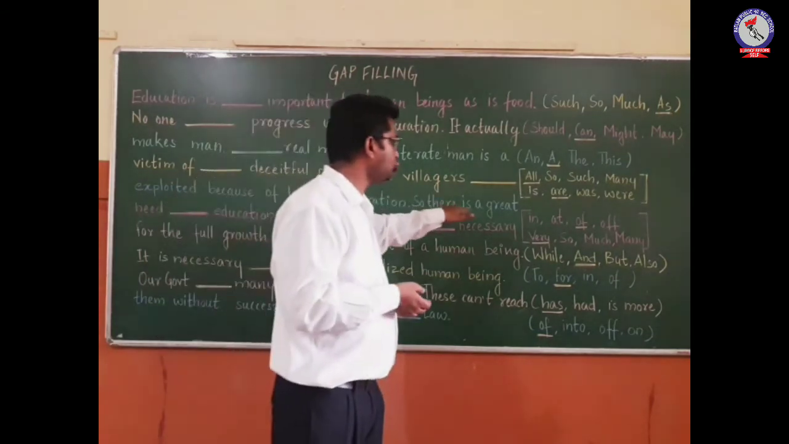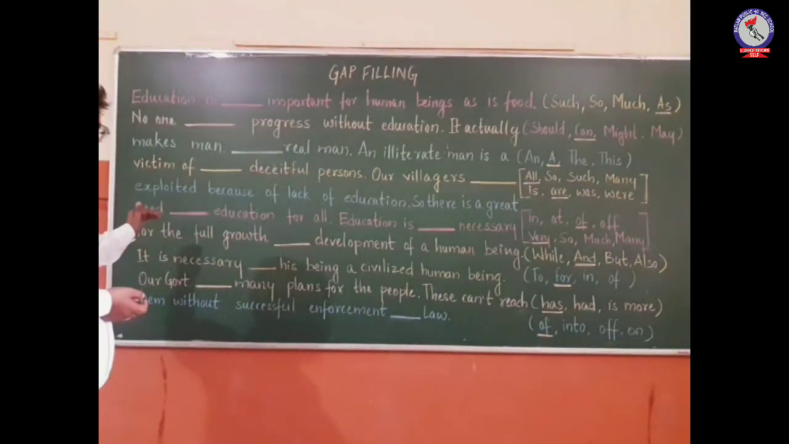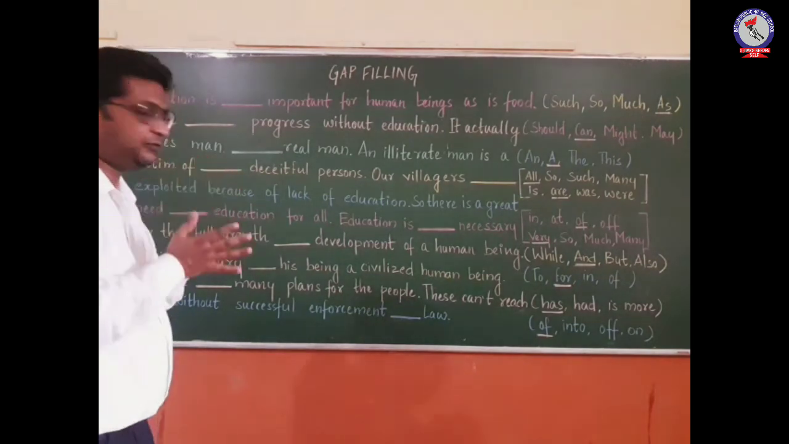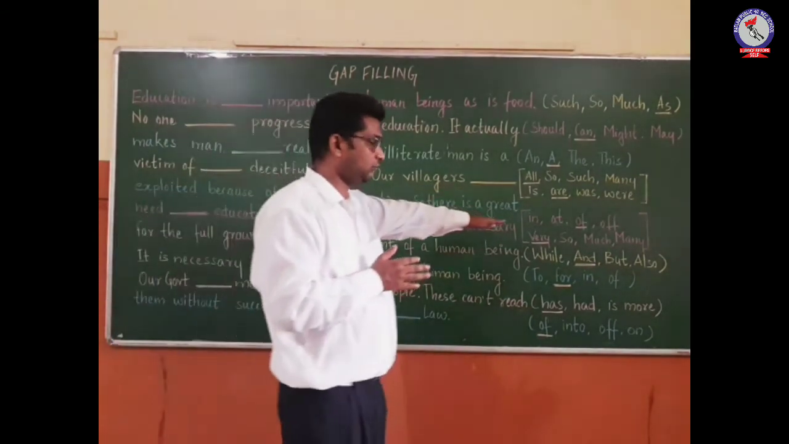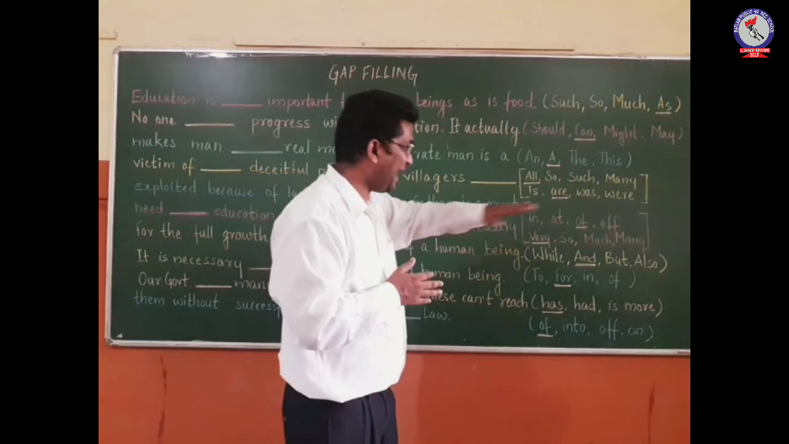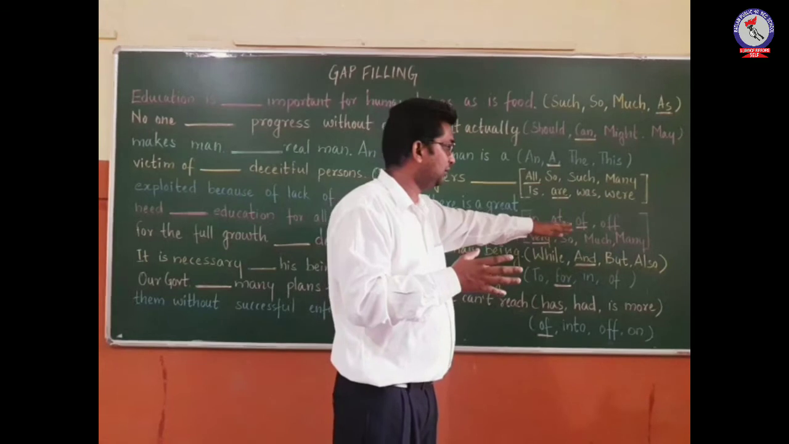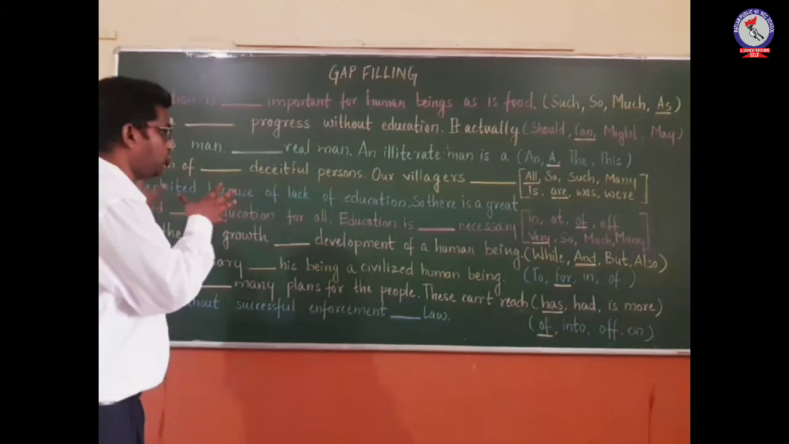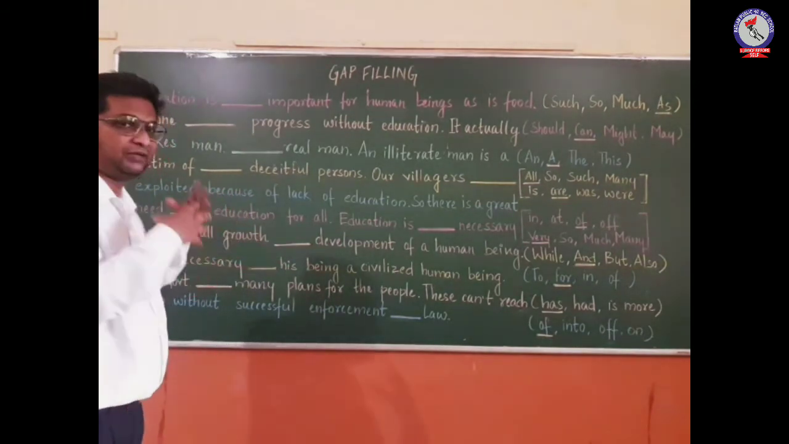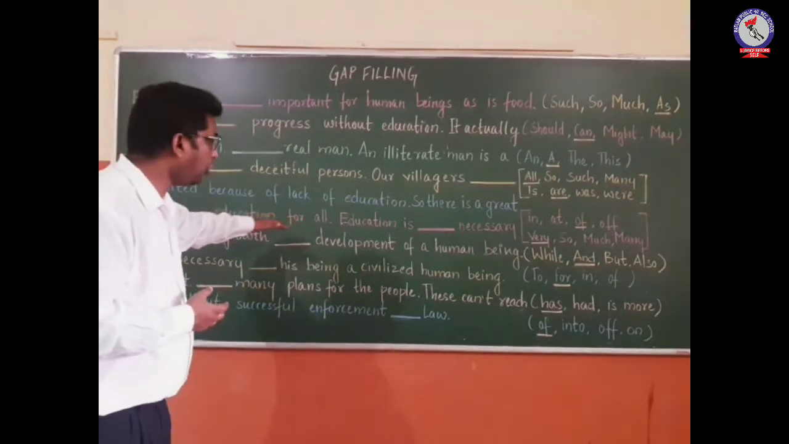So there is a great need dash education. Need. So we have to use the right preposition from the given bracket. In, that will not come. At, that will not come. Of, which one? Of. Why? Because it is a preposition. It shows us the relationship between the things. Need of education for all.